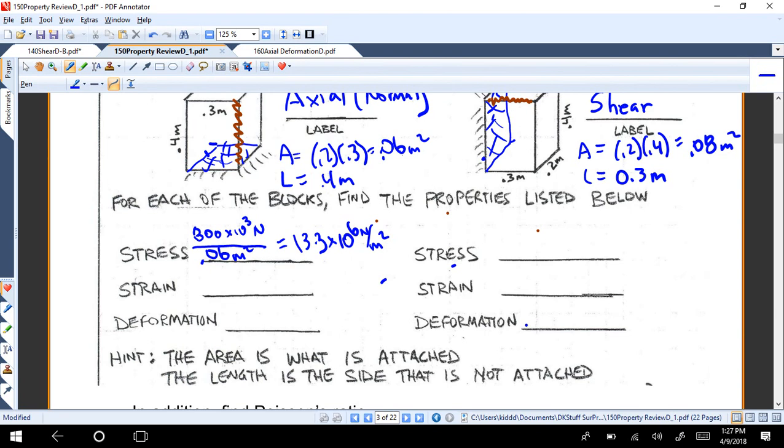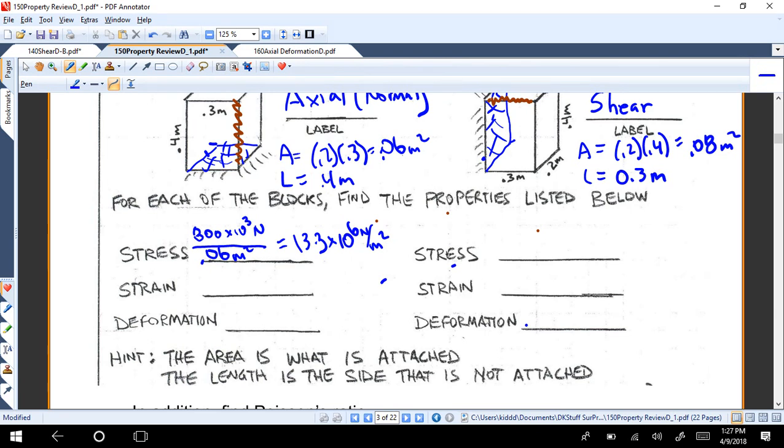13.3 questions? You know, just take the load over the area. Okay. Strain next. So you might have to think about this a little bit. How do you get from that stress to the strain? You're not given any deformation information directly.